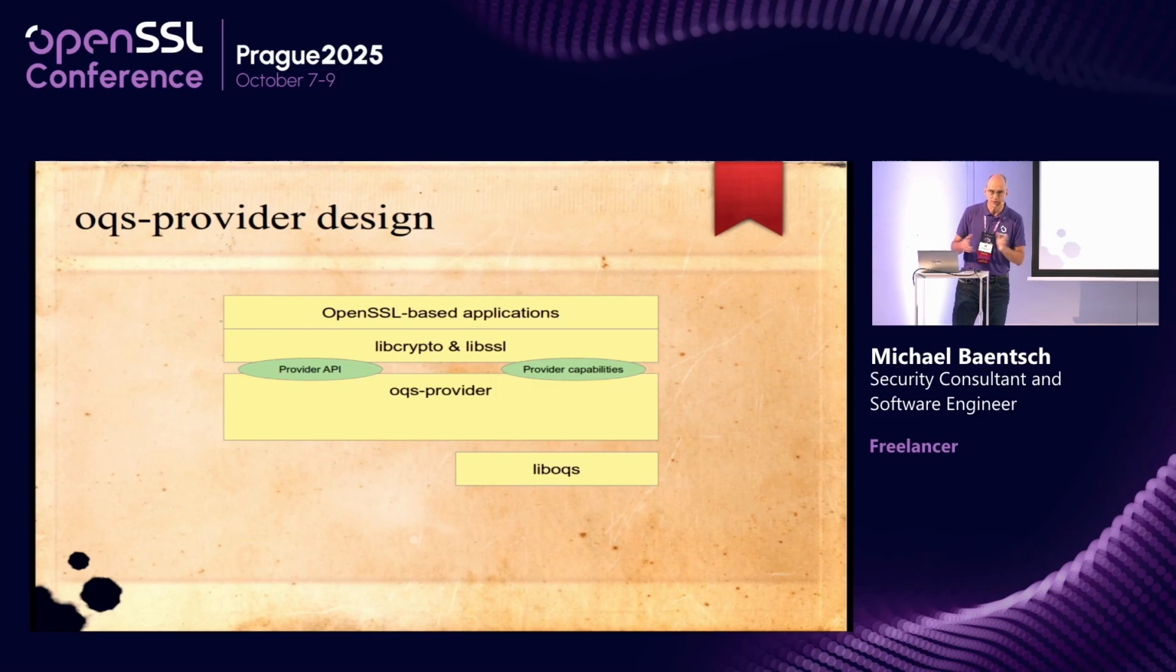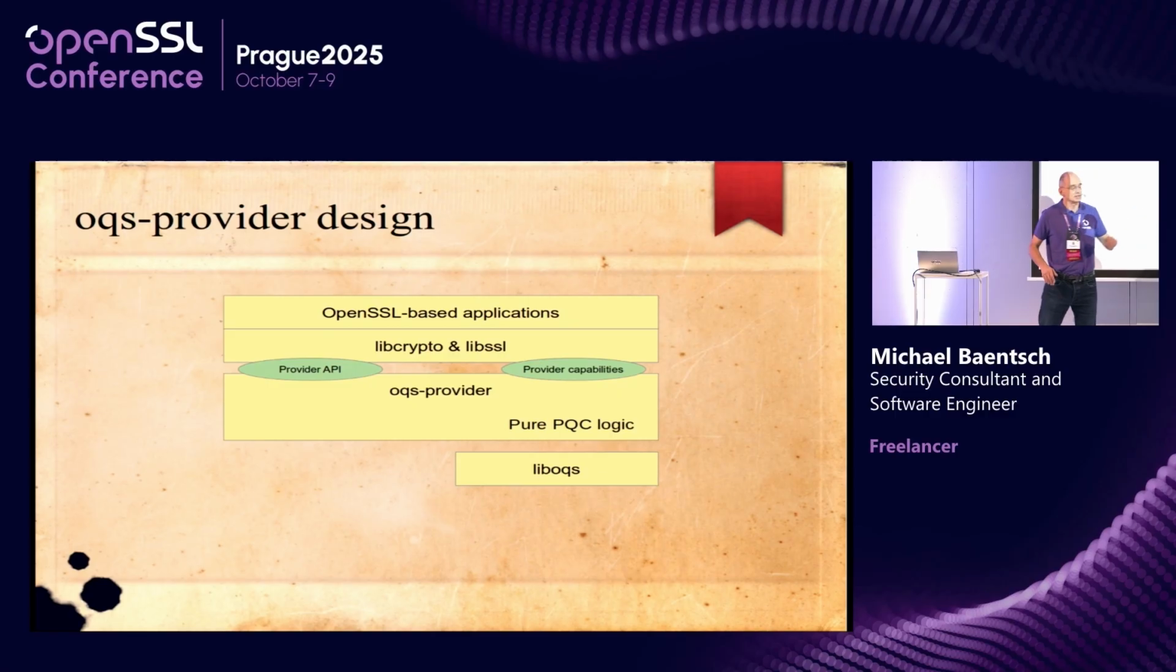Two terms you may not need to know. If you are into provider development or use of the system, you may recognize them. That's how we do it. Then we have two elements with an oqsprovider. One is the pure PQ logic. So if you just want to use a standard PQ algorithm like ML-KEM, for example, that's where the code is residing. libcrypto wants ML-KEM goes via oqsprovider to the pure PQ logic into liboqs via the oqs API that I mentioned at the start.